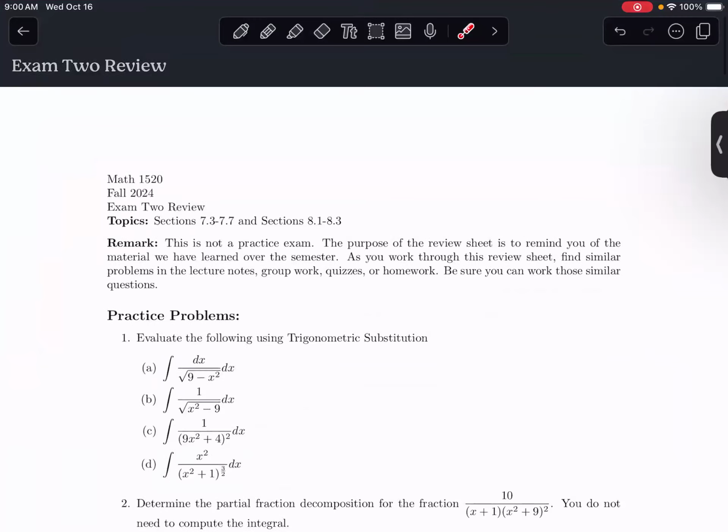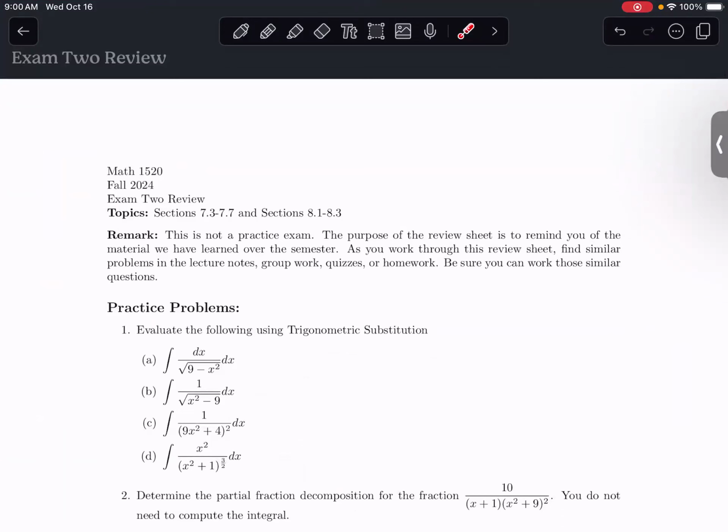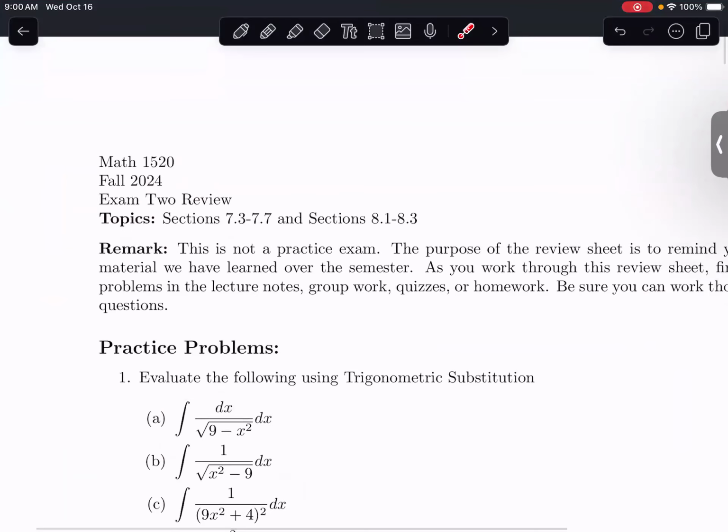Okay, so with the exam on Friday, today we're just going to be reviewing by going through some of the problems from the exam 2 review that I posted online on Canvas a week ago. I haven't written the exam yet. I've thought about it a little bit in terms of what it's going to consist of. You should be thinking that we're covering section 7.3 to 7.7, then sections 8.1 to 8.3.